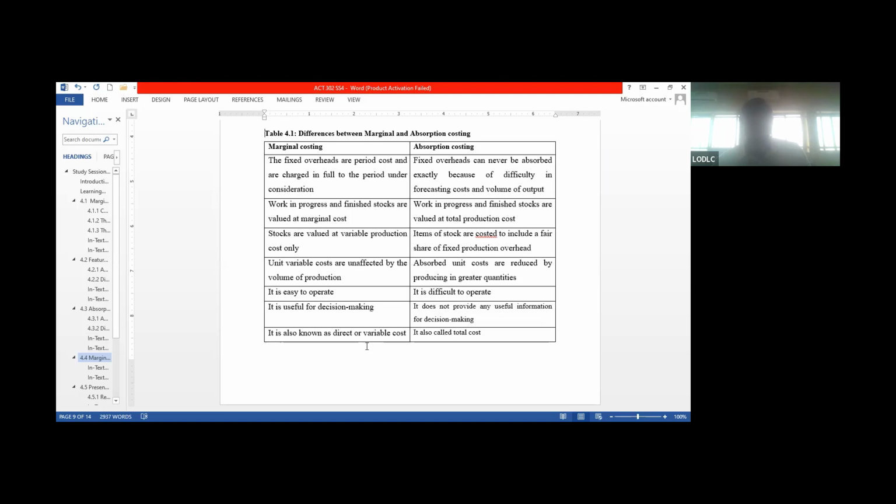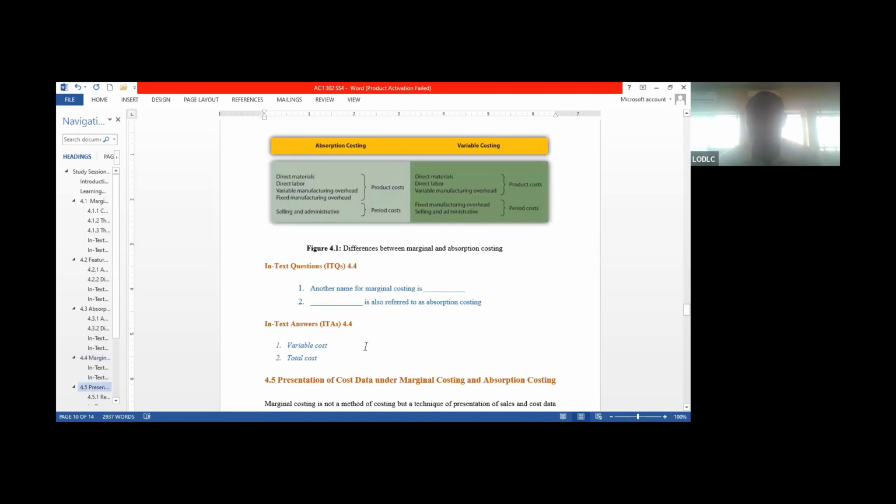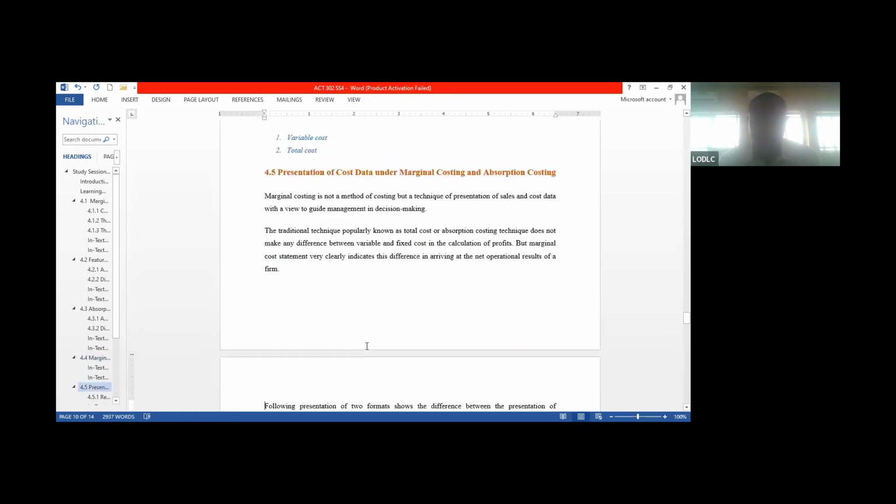So under marginal costing, it is easy to operate, while absorption costing is always difficult to operate because of its complexity. Marginal costing is used for decision making because only costs that vary with the level of output should be included in our decision making process. But absorption costing does not provide any useful information for decision making because of the inclusion of what? Fixed costs. Marginal costing is also known as direct or variable cost, while absorption costing is also known as total cost or full cost. So those are the differences between absorption costing and marginal costing.